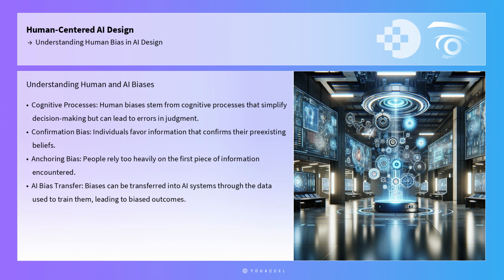For instance, a study by Obermeyer et al. highlighted that an algorithm used in healthcare settings exhibited racial bias because it was trained on data that reflected existing racial disparities in healthcare access. This led to unequal treatment recommendations, demonstrating how biased data can lead to biased outcomes.